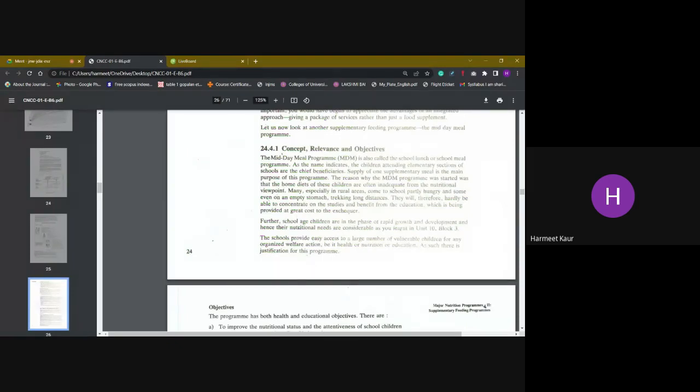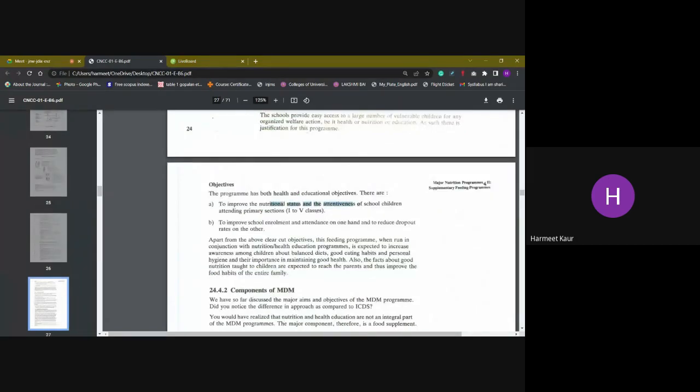So basically, to combat this, to improve enrollment rates and decrease dropout rates, the Indian government came up with this program. Here the objective of this program was related to what? To improve the nutritional status and attentiveness of the school children.